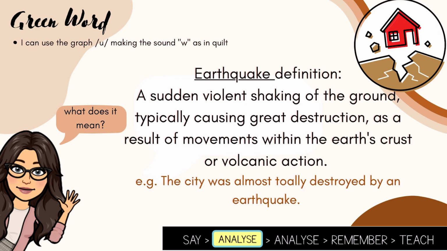An earthquake is a sudden, violent shaking of the ground, typically causing great destruction as a result of movements within the Earth's crust or volcanic action. And you can see in the little diagram that I've put in the top right-hand corner, it is a rough visual representation of what an earthquake might look like. So it's where the ground starts to shake and rub up against each other, and then it will split. And earthquakes are well known to happen in America and in other parts of Europe. We don't tend to have them in Australia, which is lucky for us.